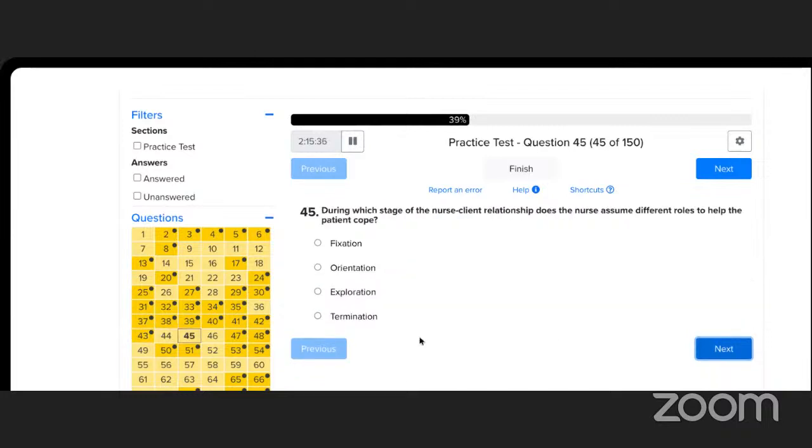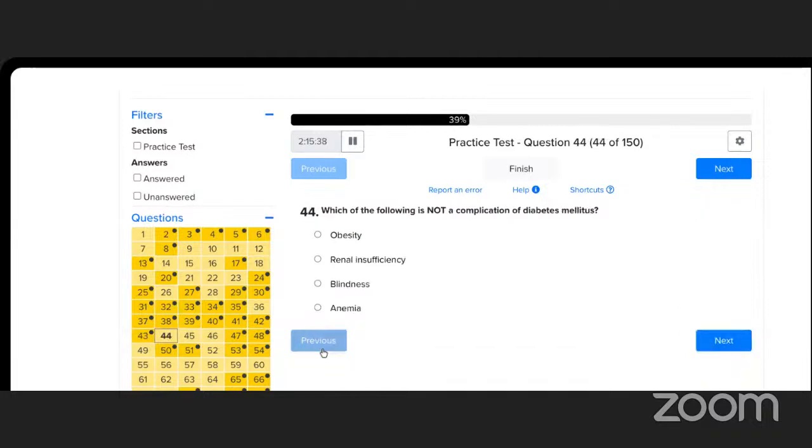Question 44. Which of these is not a complication of diabetes? So when you're doing this personal study, do spend a lot of time on a good review of your diabetes, because you're going to expect some questions on the different things that have to do with diabetes. So which one is not? We know that obesity is definitely a complication. Blindness. So we can eliminate A and C.